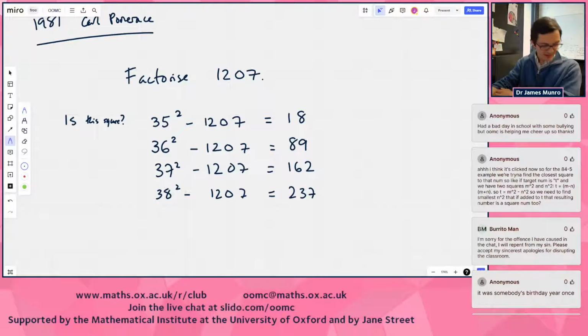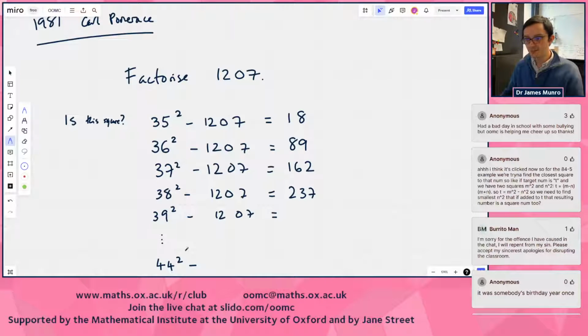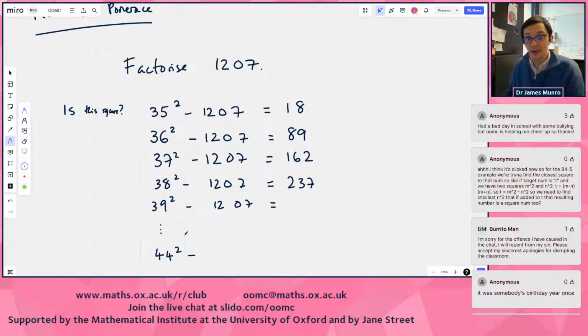There we go. So this is kind of not going that well so far. You'll notice we don't have any squares. And in fact, this one is really hard work, because you have to keep going. This is also not square. You have to keep going until, I believe, I tried this at home, you get to like 44 squared. You have to do a lot of work. So this is really slow.